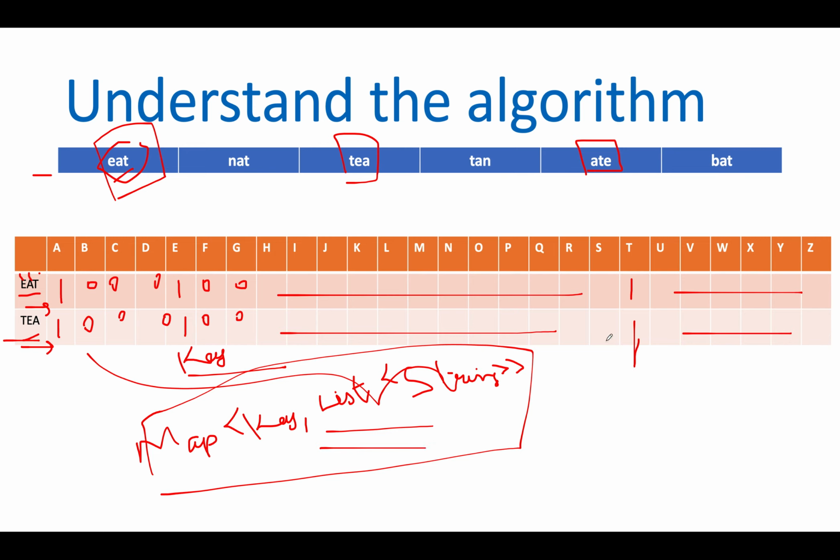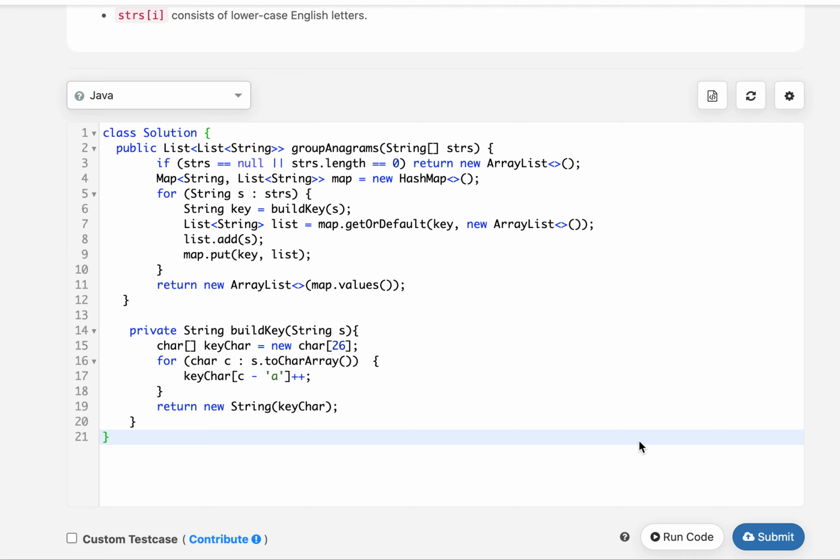The crux of the problem lies in finding out or building this key. The first thing that I have done is to check whether the input array that is given to us is empty or not. If it happens to be empty, I simply return a new array list as the answer. Otherwise, I create a map of string to list of strings. This string will be the character key that we have built.